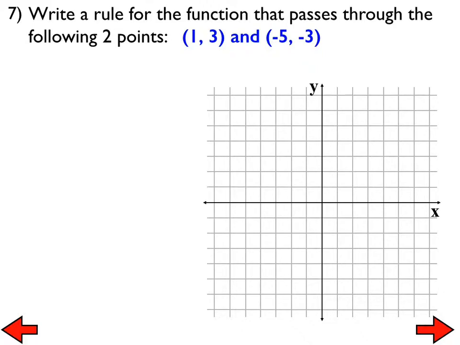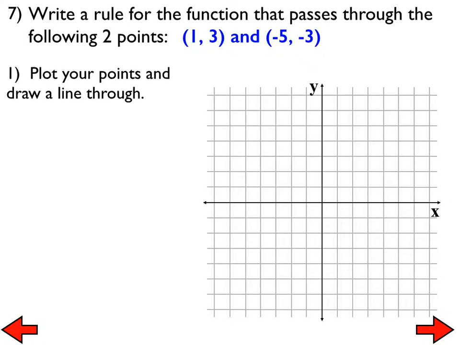Function rule for number 7, what would it be? Yeah. The function rule is y equals x plus 2. So you're saying the slope is 1? Yes. Okay, let's see if that's right. I'm going to plot both of those two ordered pairs, draw my line through. I can see right there that the slope is 1.